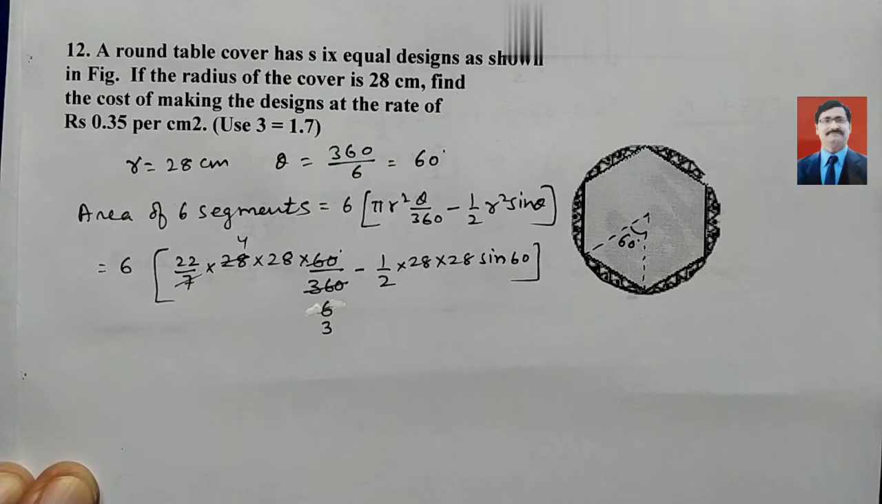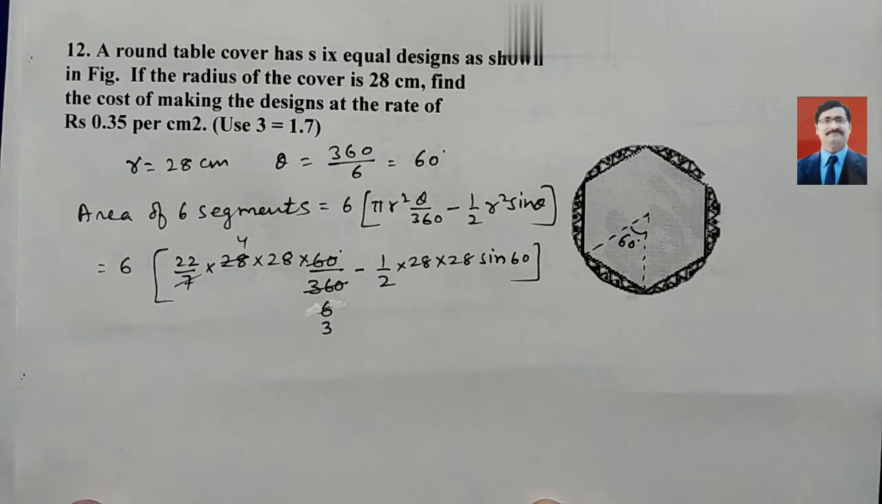Look here, radius is given, 28 centimeter. We have 6 equal segments, so each angle theta will be equal to 360 upon 6. This will be 60 degree we get. Now area of design, 6 segments, will be equal to 6 into area of segment. The formula we write, that is pi r square theta upon 360 minus 1 upon 2 r square sin theta.